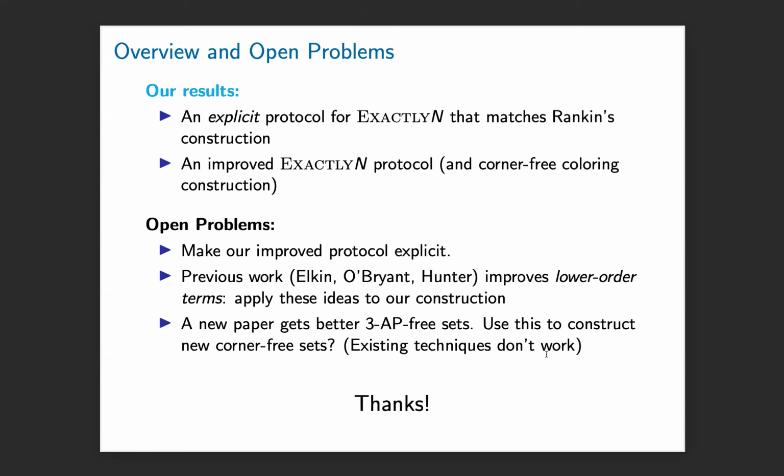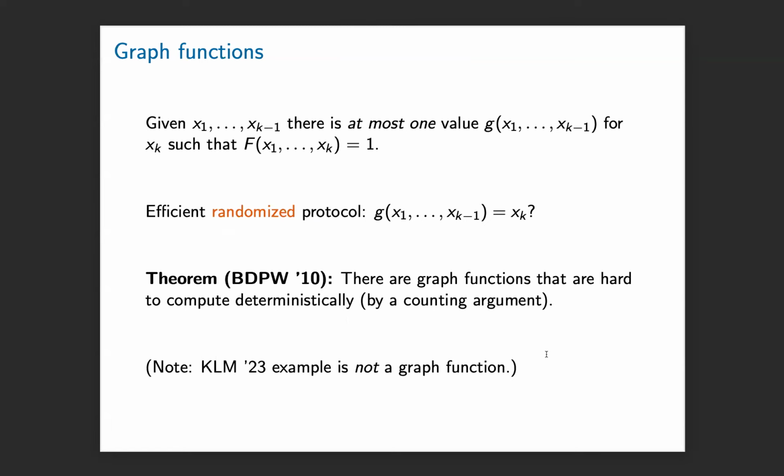Okay. I had 3 parts which I deferred to after the break, so here they are. The first was about randomized number on forehead. I said that there was this counting argument that showed that many of these so-called graph functions were hard. So a graph function is one where if we're given the first k-1 inputs, then there's at most one value for the final input such that the function will evaluate to 1.